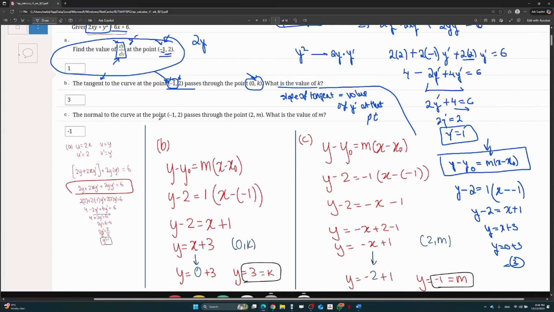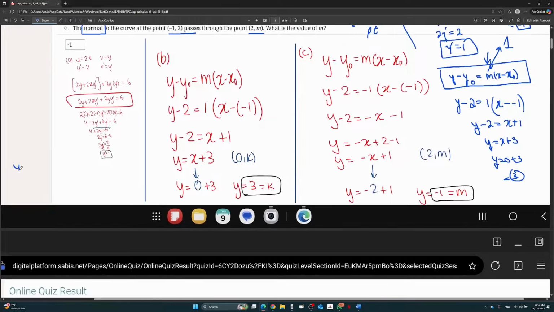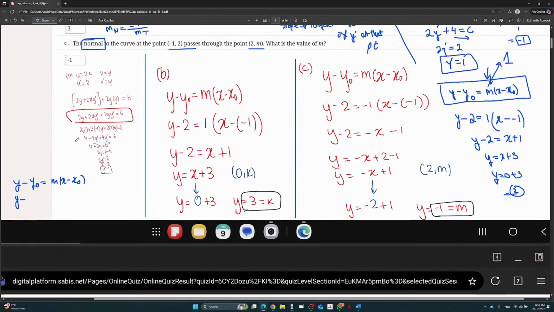Okay. The normal to the curve at (negative 1, 2) passes through (2, m). Now, normal, we know that the normal follows the same steps, but the slope of the normal is equal to negative 1 over the slope of the tangent. We know that the slope of the tangent is how much? We know it's 1, right? So the slope of the normal now would be negative 1 over the slope of the tangent, so negative 1 over 1, which is negative 1. So we apply the same exact formula, but using what? m as negative 1. So it's going to be y minus y node equals m times x minus x node. Y node, we agreed that y node was what? 2.